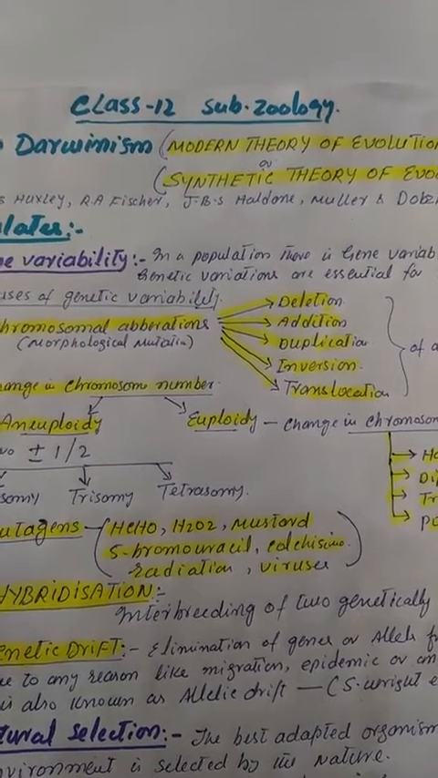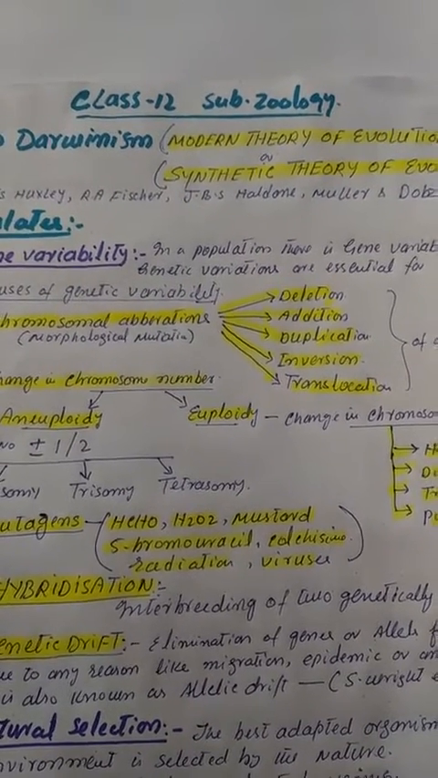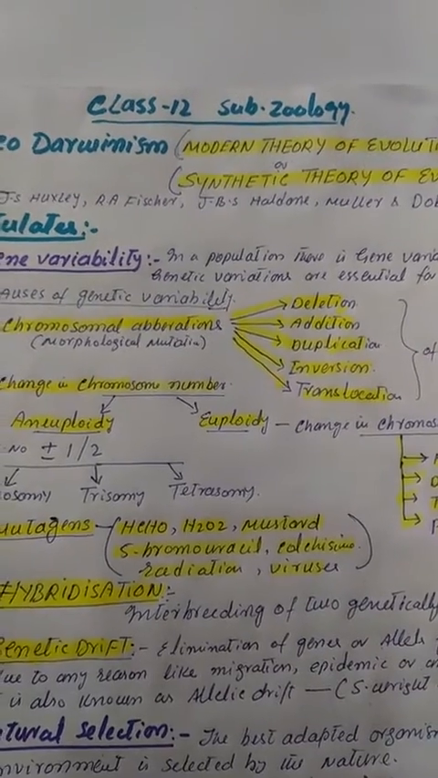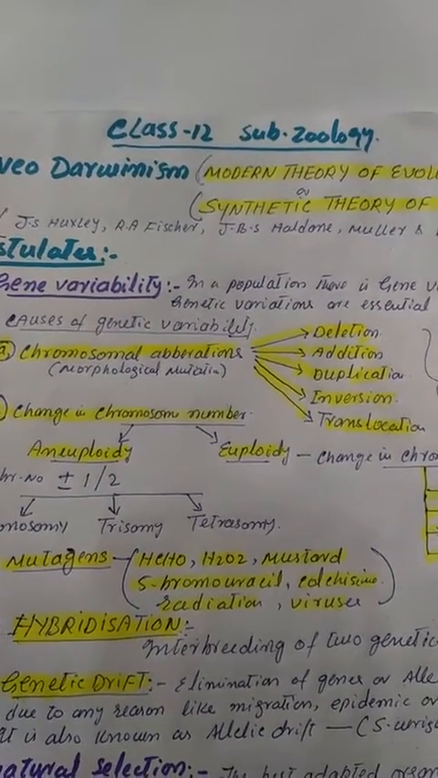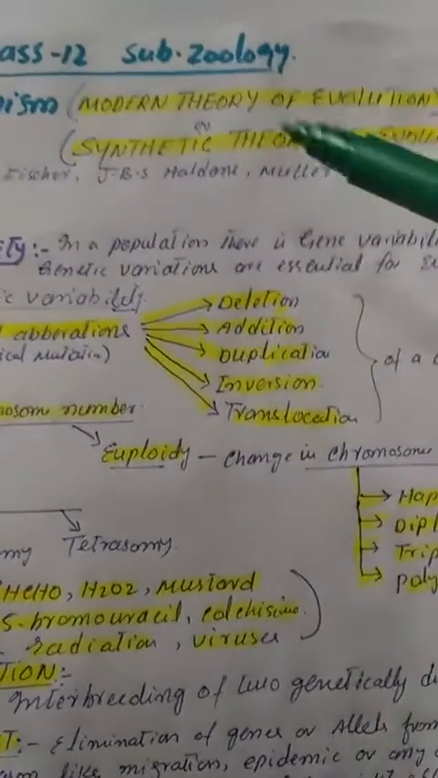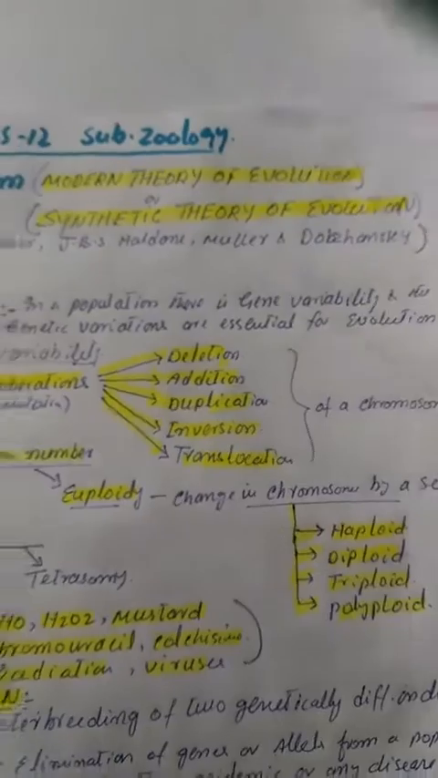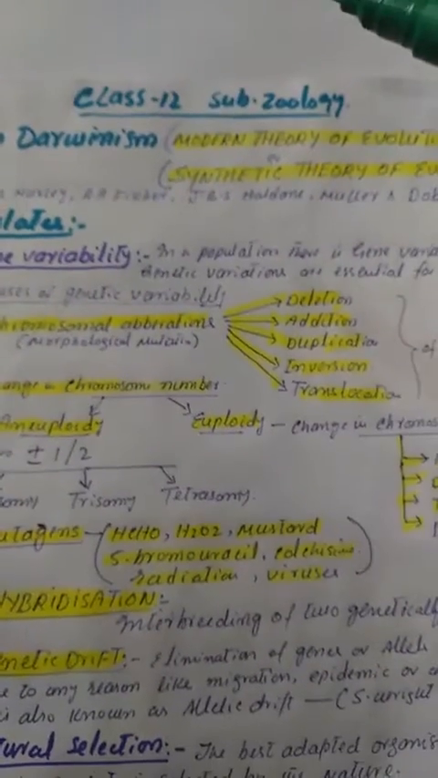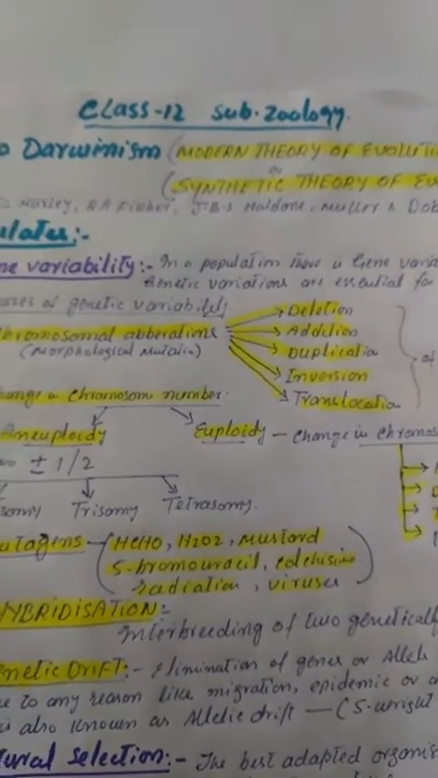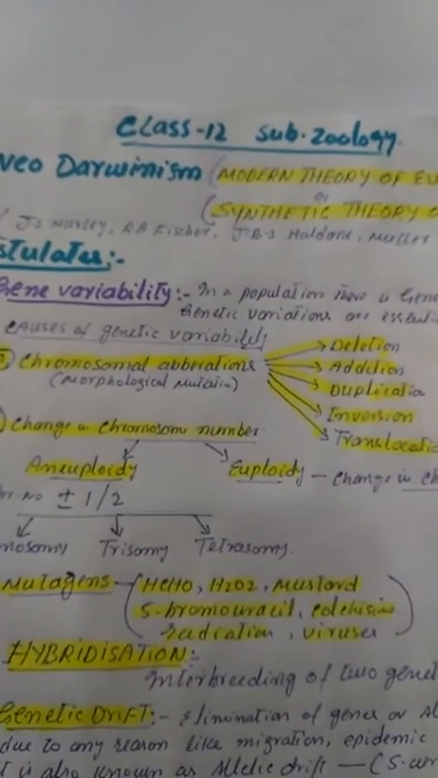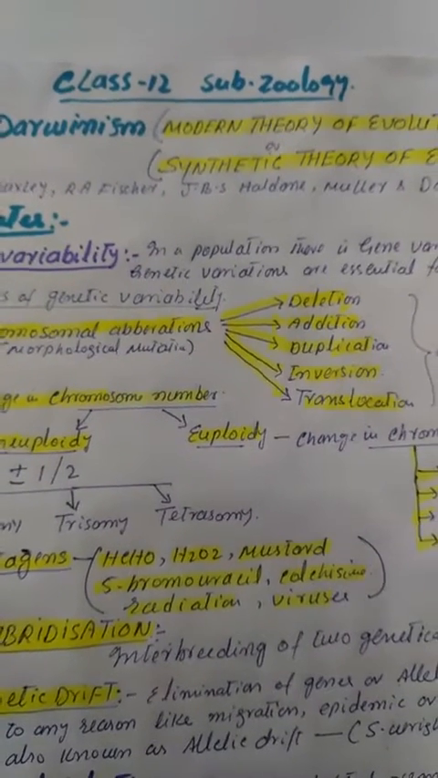In our previous topics, we were discussing the various theories of evolution. Today, we will discuss the last theory of evolution, known as Neo-Darwinism. This theory is also known as the modern theory of evolution or the synthetic theory of evolution. This theory is the result of the combined efforts of various scientists such as J.S. Huxley, R.A. Fisher, J.B.S. Haldane, Miller, and Dobzhansky.